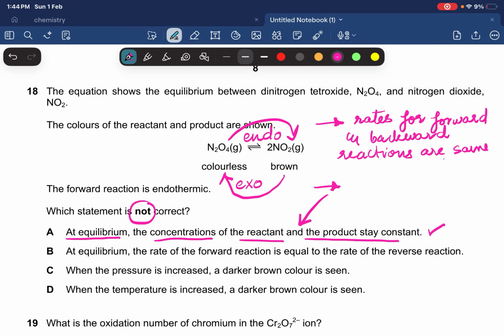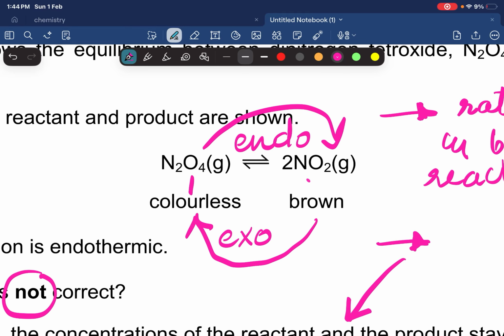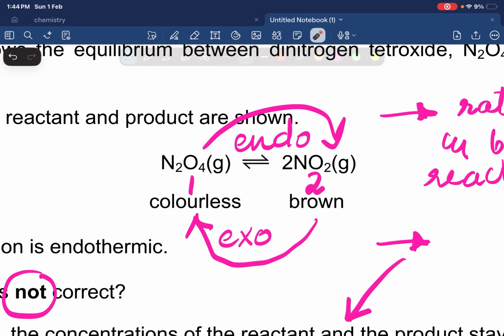At equilibrium, the rate of the forward reaction is equal to the rate of the reverse reaction. Correct. When the pressure is increased, the darker brown color is seen. Okay, so over here you have 1 mole and over here you have 2 moles, and you know when you increase the pressure, the equilibrium shifts toward the side that has fewer moles.